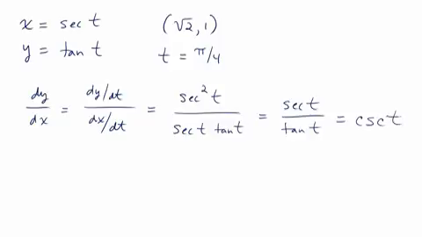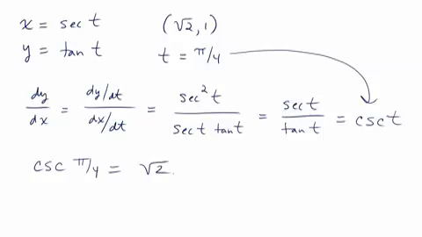Let's now evaluate our derivative dy dx using t equals pi over 4, and the cosecant of pi over 4 is square root of 2. So there's the slope of the tangent line. Slope of tangent line is root 2. Let's now take the slope, root 2, and we'll now use our point, root 2 comma 1, to come up with the equation of the line.